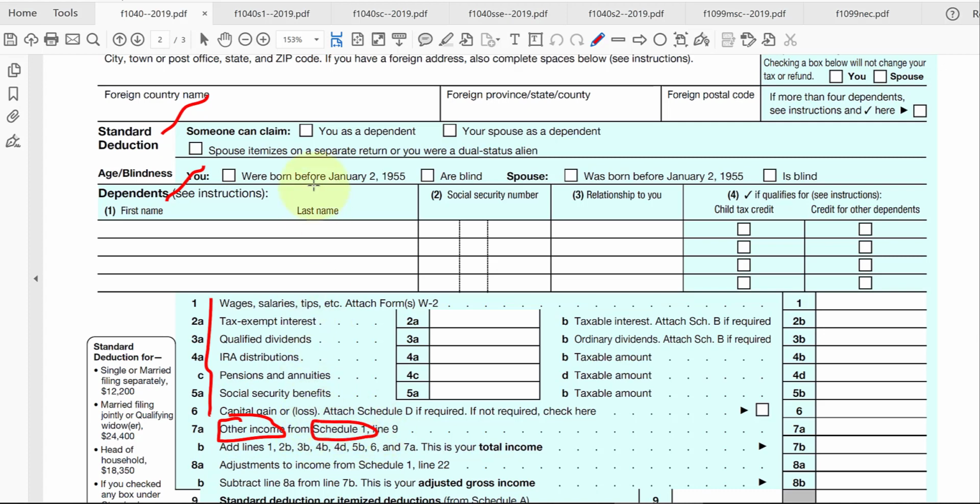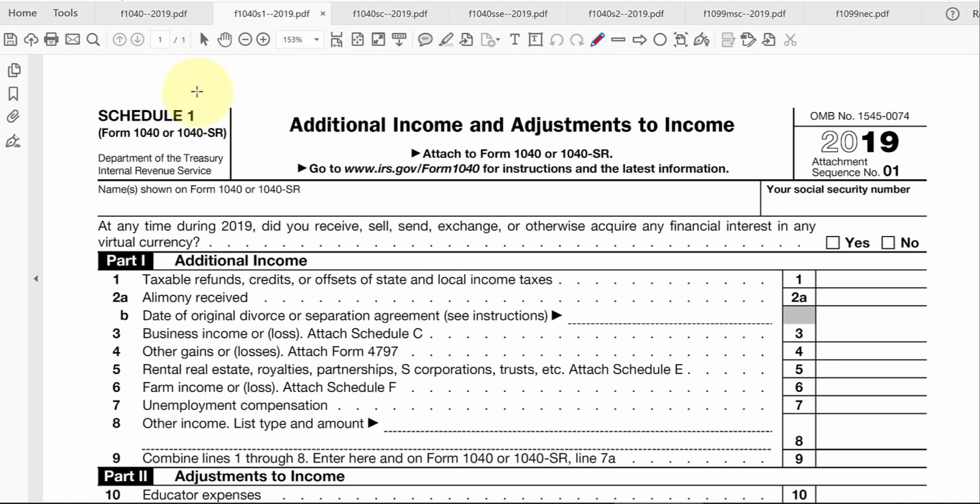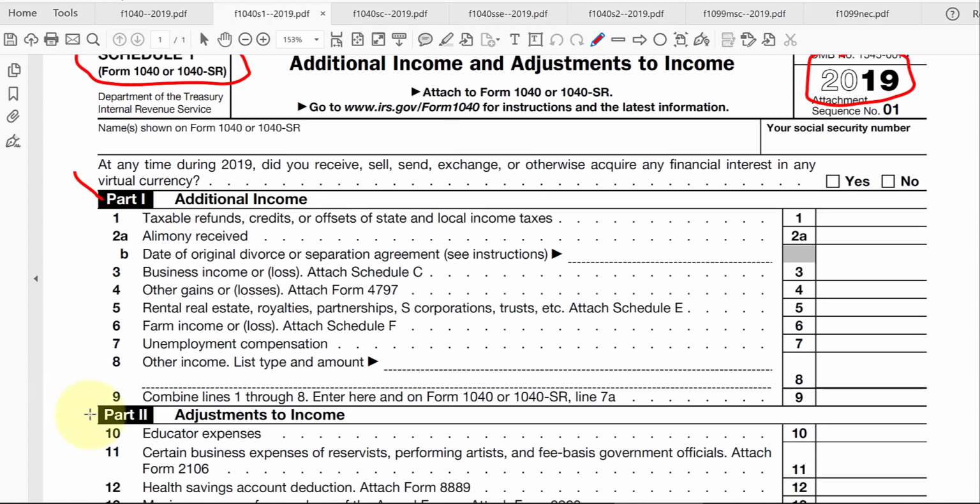So let's take a look at a Schedule 1 that is going to be attached to the 1040 form. Again, always make sure you have the correct year version. This Schedule 1 has two parts. Here in part 1, we're looking at additional income types of revenue. And in part 2 are deductions called adjustments.